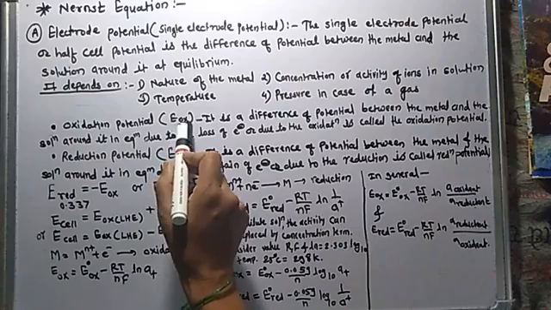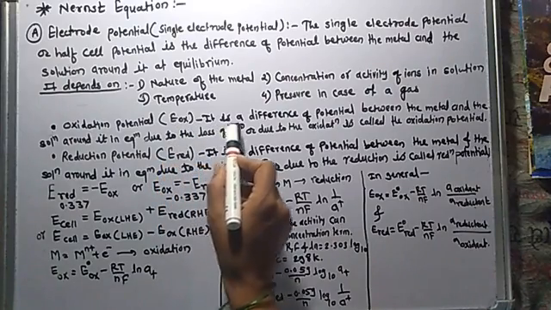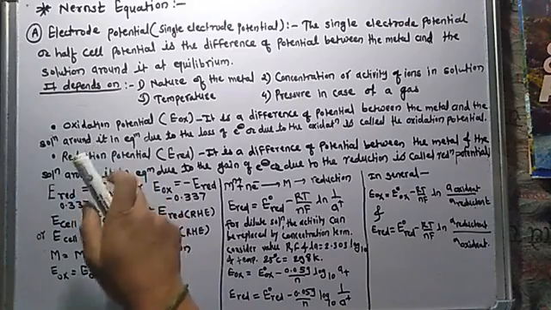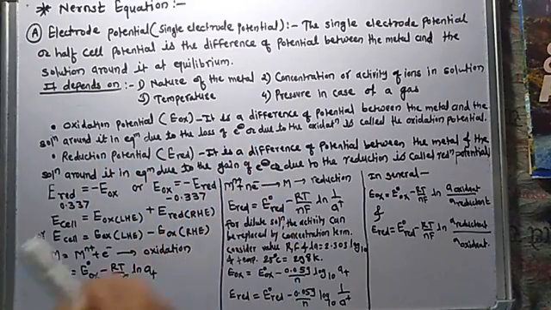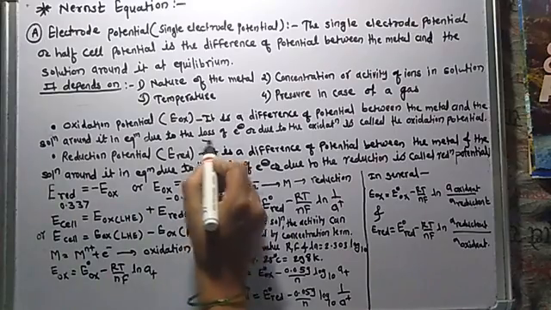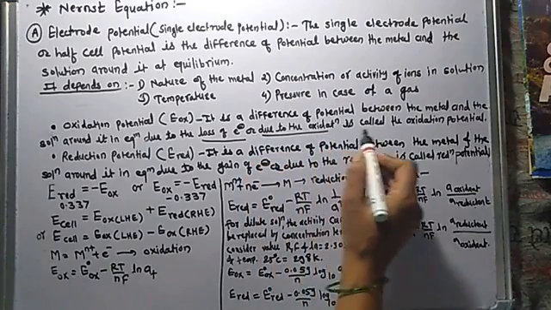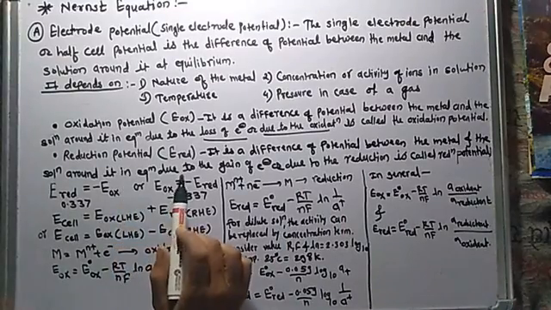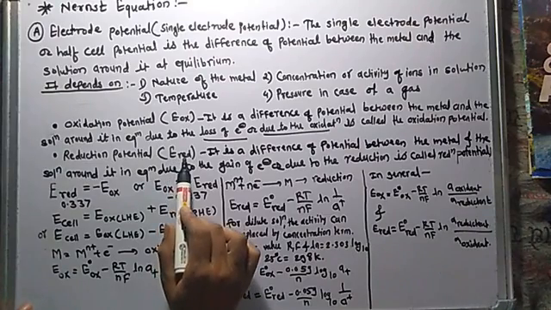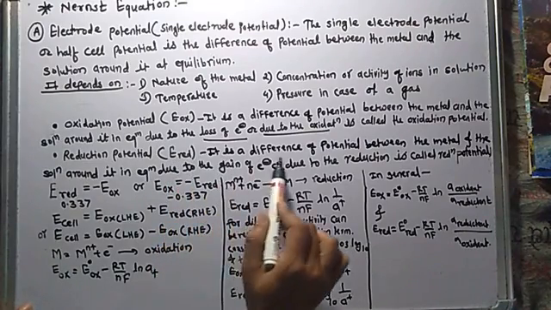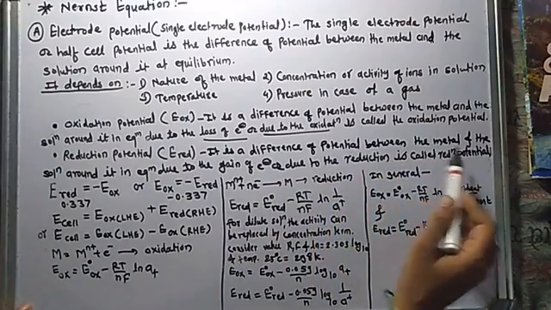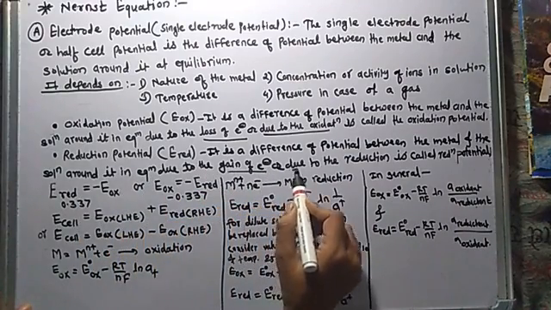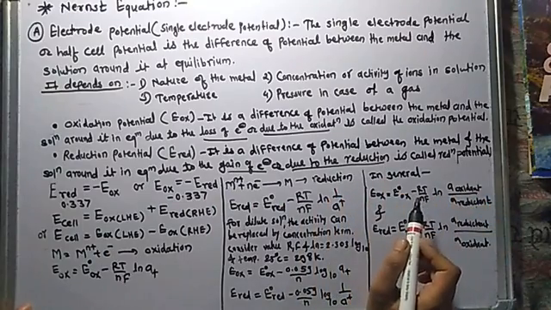It is represented as E OX, and it is defined as the difference of potential between the metal and the solution around it in equilibrium due to the loss of electrons. Here, due to the loss of electrons or due to oxidation, it is called oxidation potential. And another one is the reduction potential. It is represented as E RED, E reduction. It is the difference of potential between the metal and the solution around it in equilibrium due to the gain of electrons or due to reduction. It is called reduction potential.